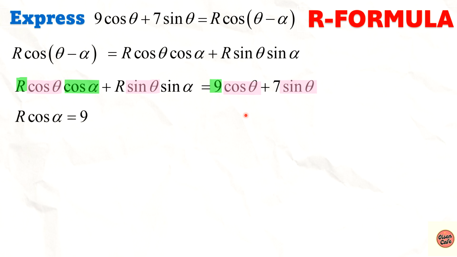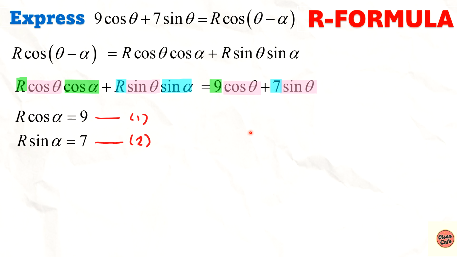This is actually equals to 9. So let me write it down here. So similarly, I'm going to compare the sine theta. So which means I will have r sine alpha. This is equals to 7. So I'm going to write this down as well. So what I'm going to do is I'm going to label the equations, r cosine alpha equals to 9 as equation 1 and r sine alpha equals to 7 as equation 2.